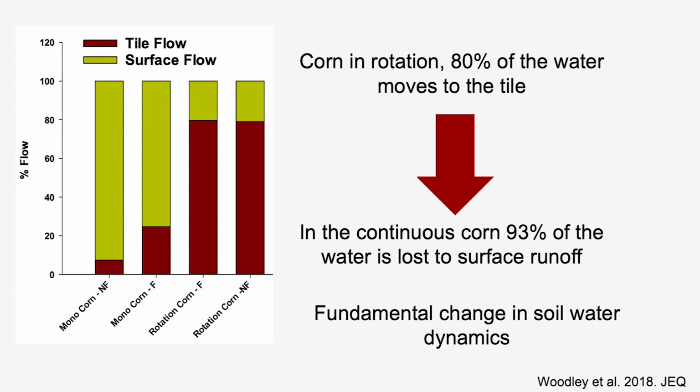But more importantly here, more interestingly, is the water dynamics. So the corn in rotation, the healthier soil, you see 80% of the water that's captured is going through the soil column and being collected in the tile drains.